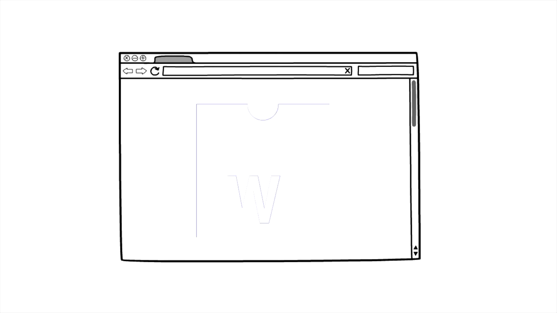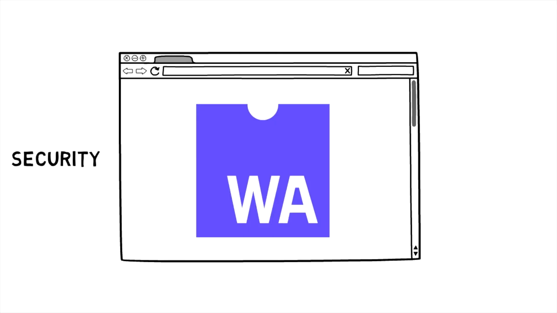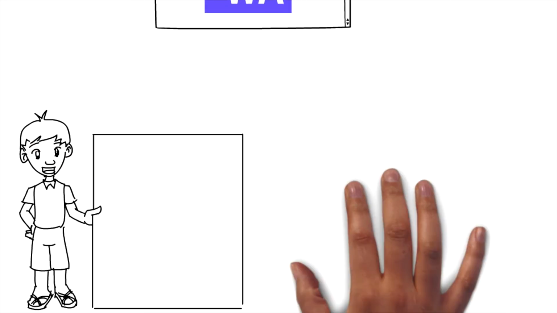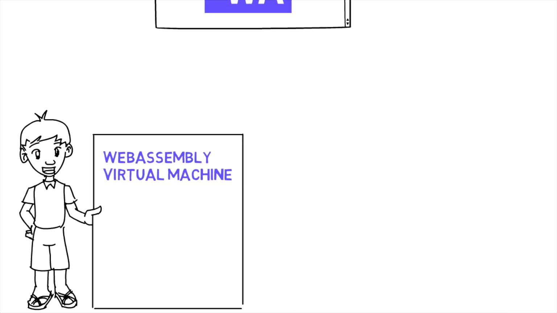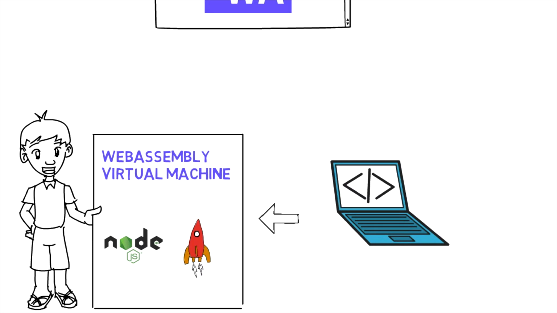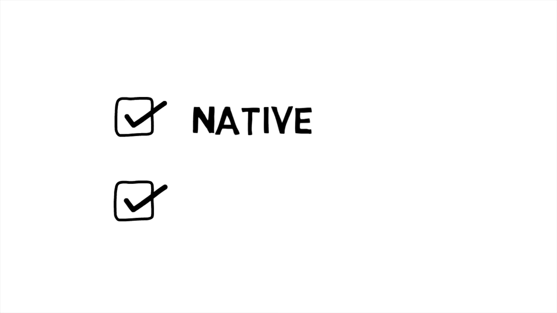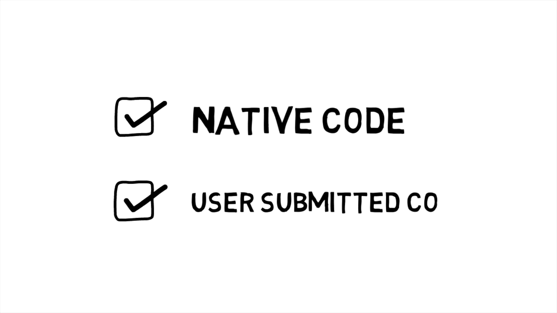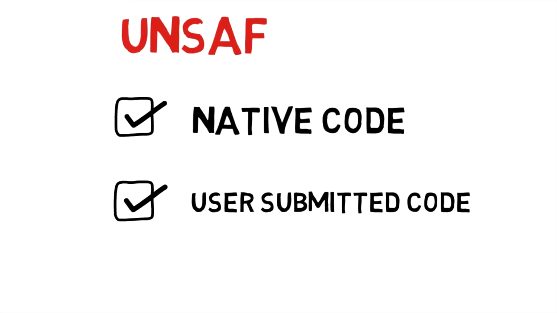Server-side developers could use WebAssembly to improve security and efficiency of web services. You can bootstrap a WebAssembly virtual machine from your server-side application, such as a Node.js or Rocket app, and then execute potentially unsafe code inside the virtual machine. For instance, compiled native code is potentially unsafe. Similarly, user-submitted code could also be unsafe.